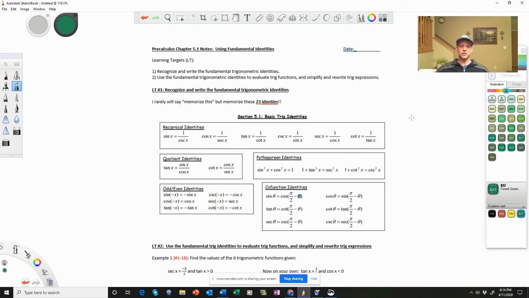So this week, our goal is going to be to do one section and one section only. It is chapter 5.1 about using fundamental identities.